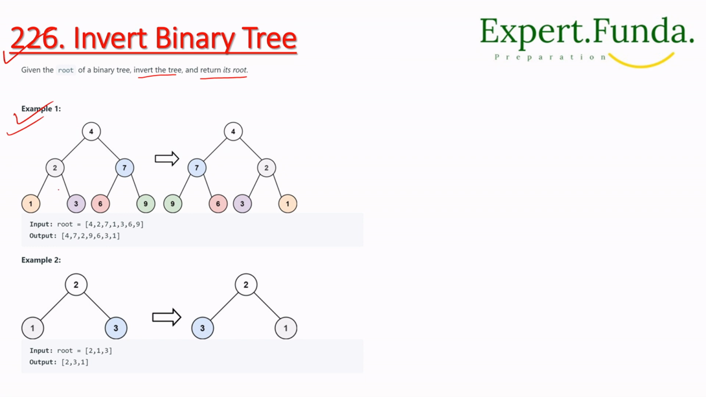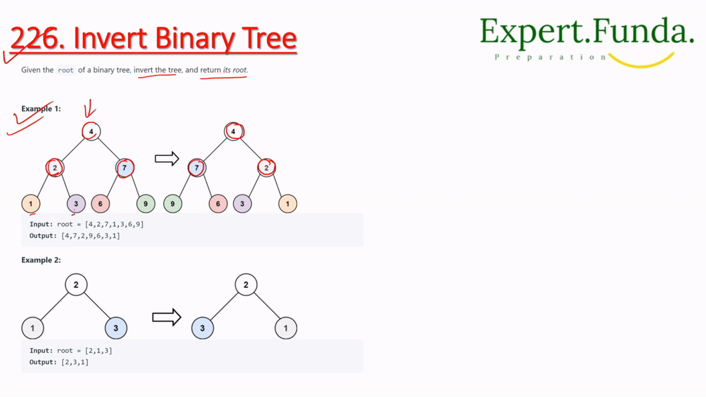In example one, you can see that we have been given this first tree. The first tree's root is 4, and its root is also 4 after inverting. But if you see the children, 2 is on the left side and it is going to the right side. And 7 is going to the left side. Next, this is the first level. Now for the root 2, there are two children, 1 and 3.